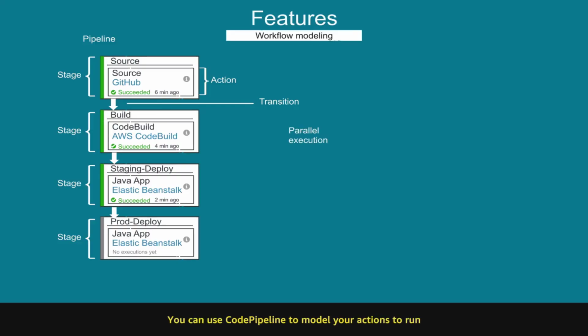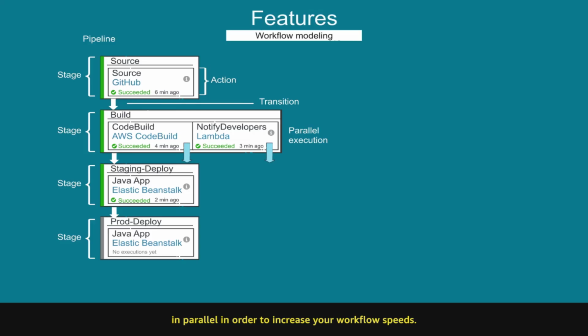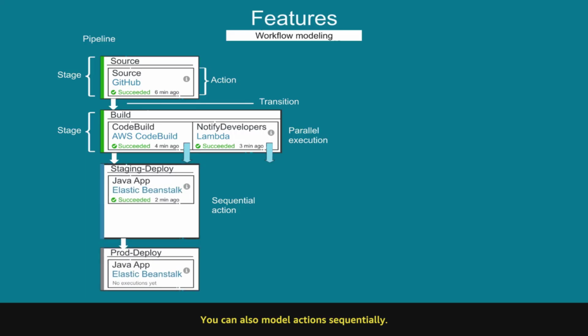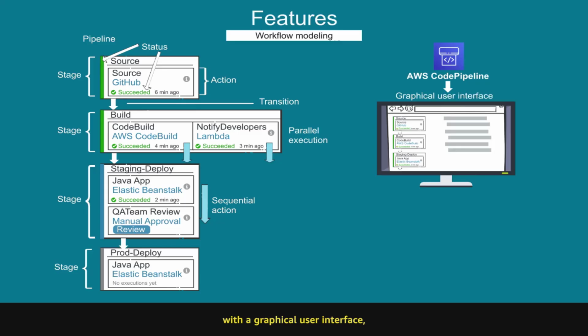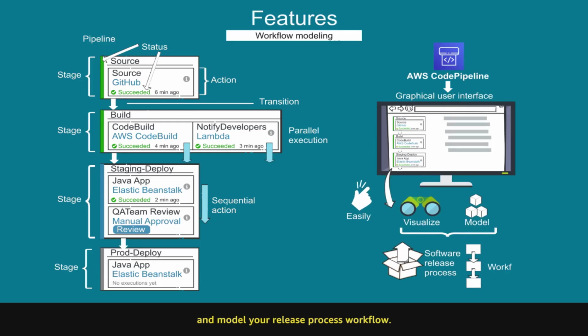Parallel executions. You can use CodePipeline to model your actions to run in parallel in order to increase your workflow speeds. Sequential actions. You can also model actions sequentially. You can visualize the status of each stage action in the pipeline. AWS CodePipeline provides you with a graphical user interface, allowing you to easily visualize and model your release process workflow.